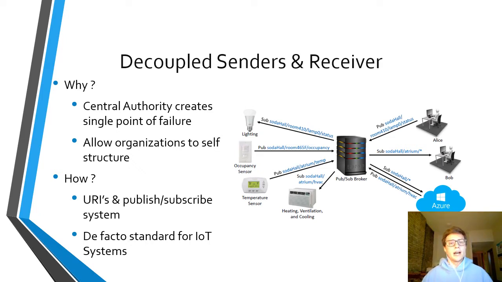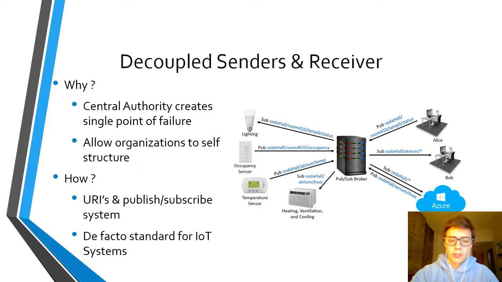So decoupling senders and receivers allows messages that are encrypted on device in sensors to end up in my app or phone still encrypted with that same key. How is this done? It's based on URIs and publish-subscribe systems. You can't have a single device know who to send the message to for everybody. What you have is this publish and subscribe system.